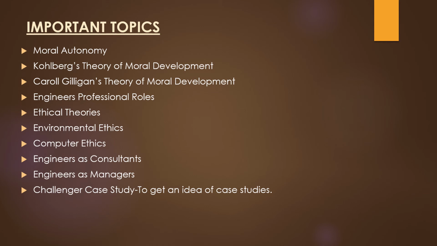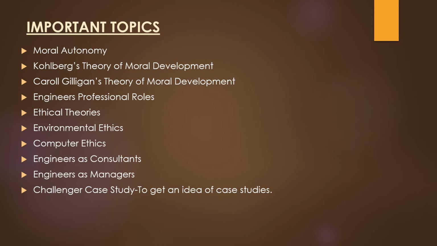Okay, next one are ethical theories. Already I told you, normative ethics, descriptive ethics, consequential, non-consequential. Inside that you have ethical egoism, utilitarianism, ethical altruism. All these terms have to be learned, right? Learn them properly and then write.